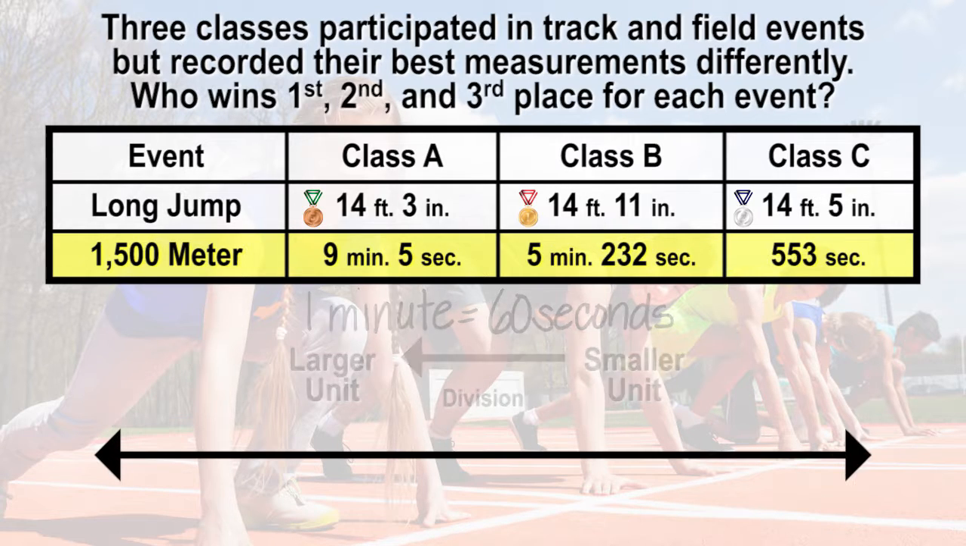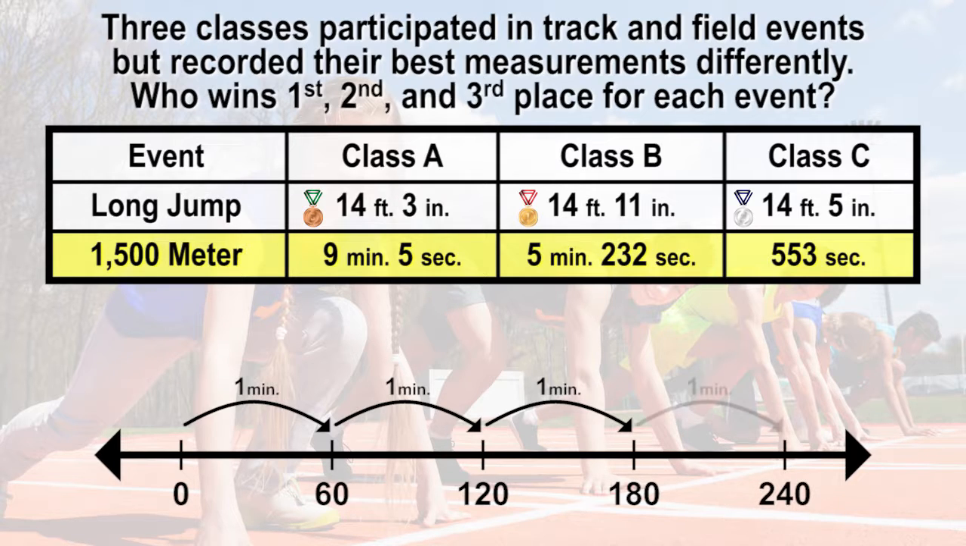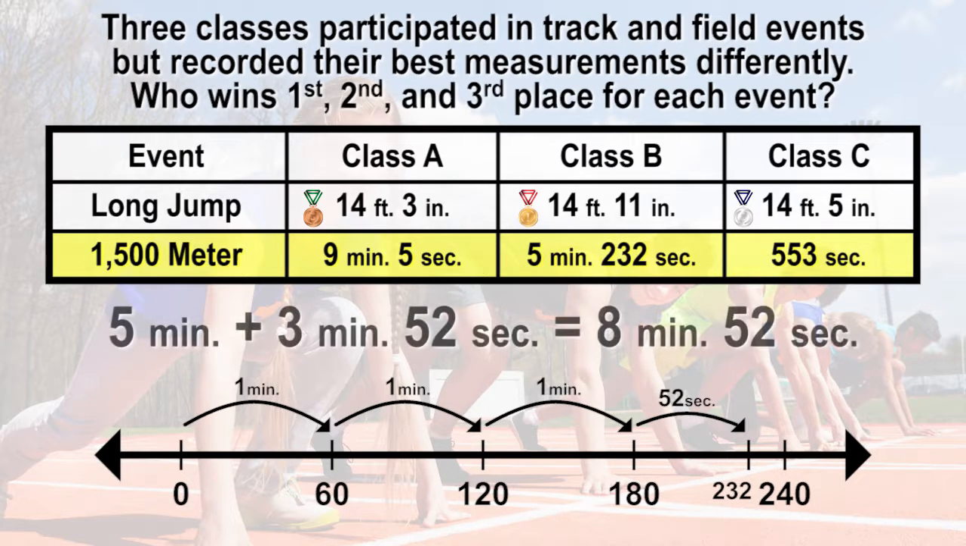Let's use a number line. 0 to 60 is one group. 60 to 120 is another group. 120 to 180 is another group. 180 to 240 is another group. Because 232 is 8 less than 240, then 232 is equal to 3 minutes with 52 seconds left over. Class B's time is 5 minutes plus 3 minutes and 52 seconds, or 8 minutes and 52 seconds.